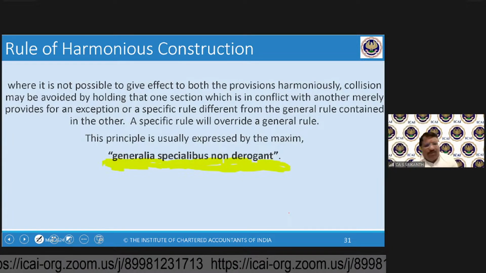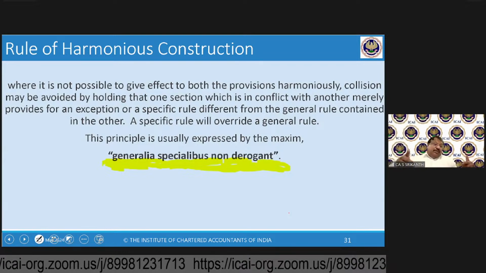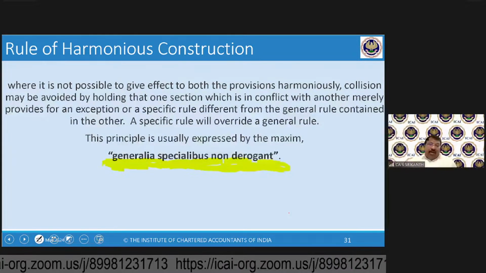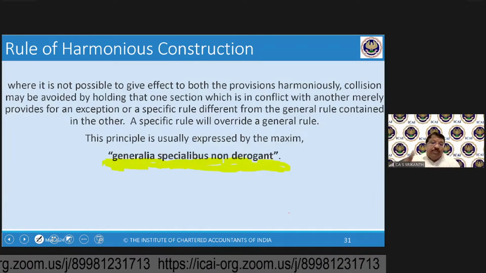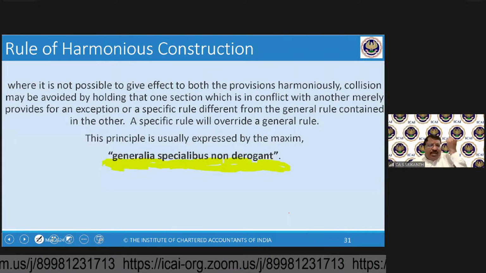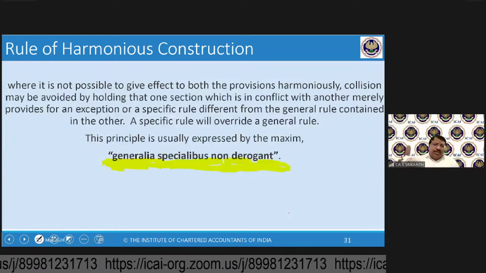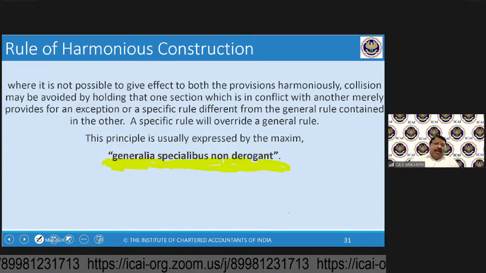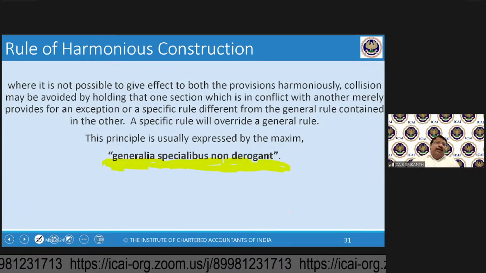So the provision itself can create a specific exception. That is, of course, when there is a provision, I have no problem. But where there are two sections, one providing in one way, another in another way, I have to see which is general and which is special, and conclude that it's a special provision there. Even though the general says like that, still the special can be taken. Generalia specialibus non derogant.